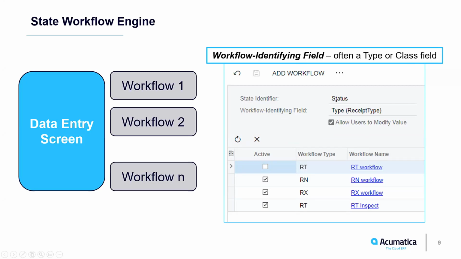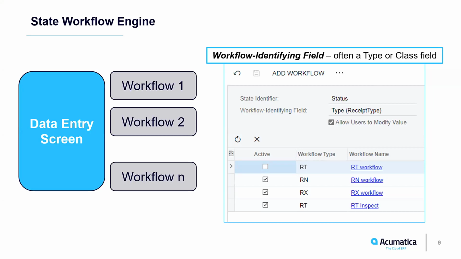Typically, the workflows are based on a state identifier, which is often a status, but may also be a class, and it's definable in many cases. You can make it what you want, but think of it as, the states are most often what you're going to be using for those.